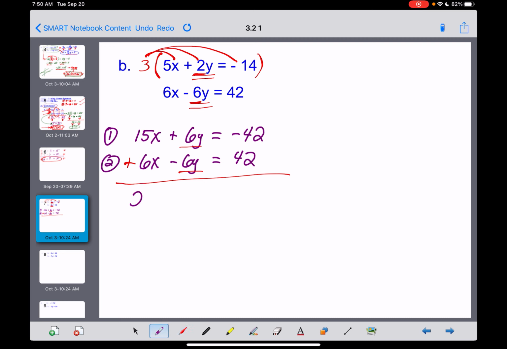15x plus 6x is going to get us 21x. The y's cancel out, the y's are eliminated, and now this won't happen very often. This is kind of a coincidence right here. When we go to add together our constants, -42 plus 42, they cancel out as well because they are opposites, and we end up with a 0.